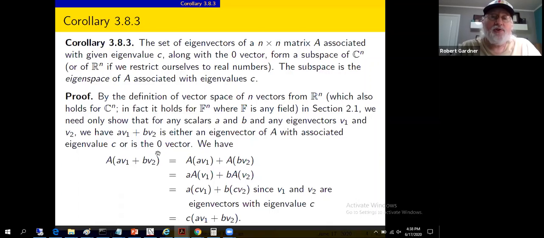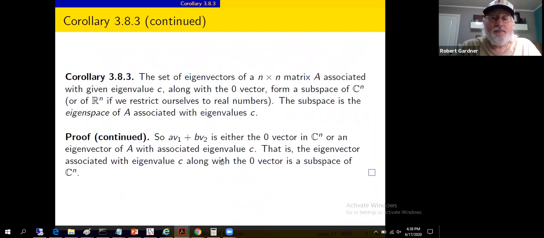We're taking the collection of all eigenvectors associated with C along with the zero vector. So we are getting the closure under linear combinations of that set. We've got the closure we need, and by the definition, we've got a subspace of the appropriate vector space: Rn, Cn, Fn.